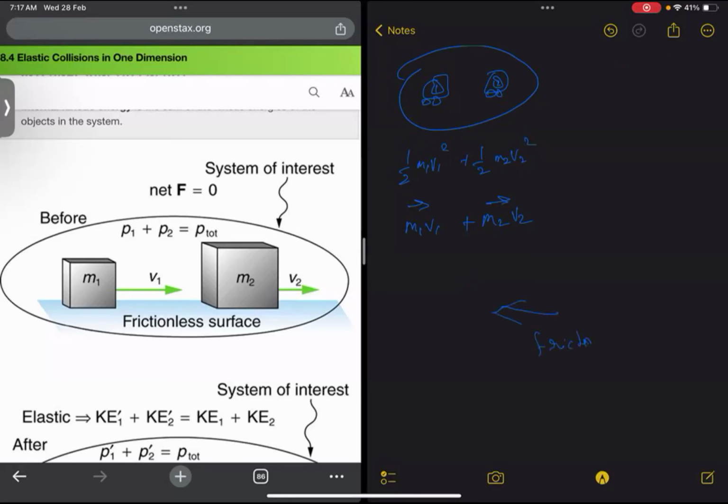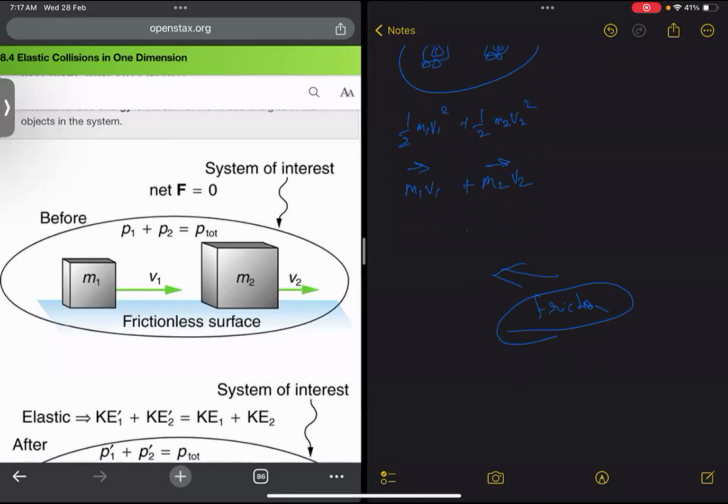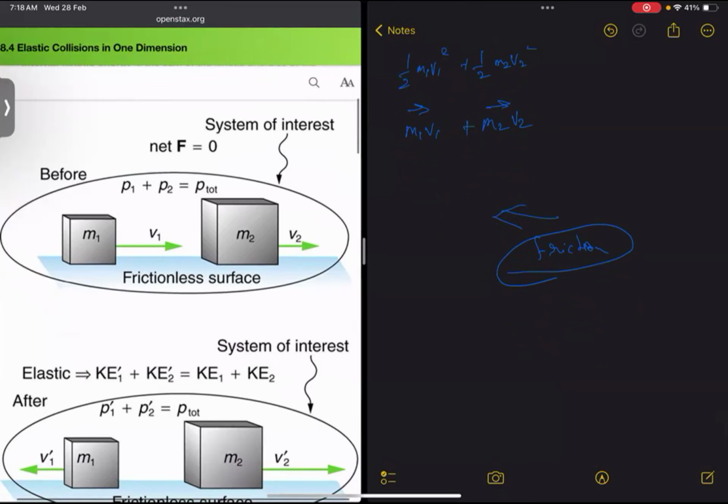So in most of the momentum problems, you will be given that the surface is frictionless, so that when you select both of the masses as the system, the net external force on the system will be zero. So you can consider these two masses as an isolated system, because the net external force will be zero in this.